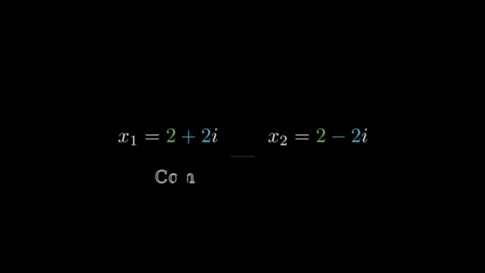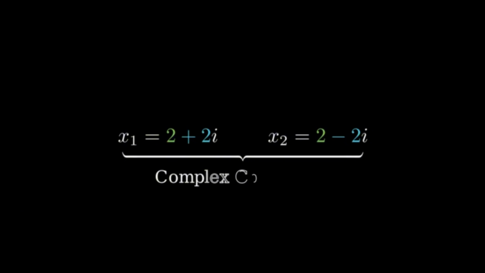These two solutions are known as complex conjugates of each other. This isn't a coincidence. When solving quadratic equations with real coefficients, complex solutions always appear in conjugate pairs. This is why we get two complex solutions rather than just one.